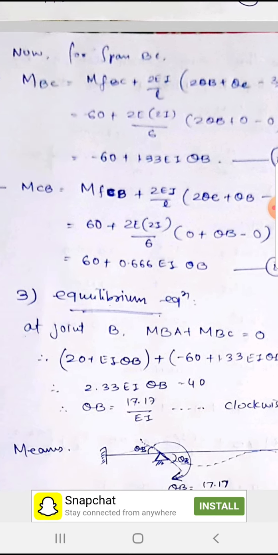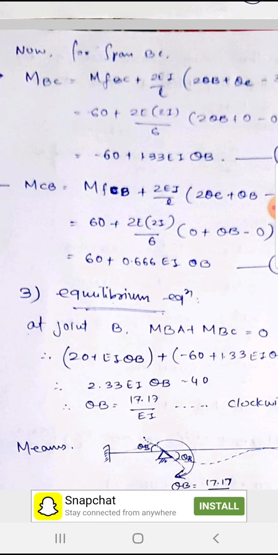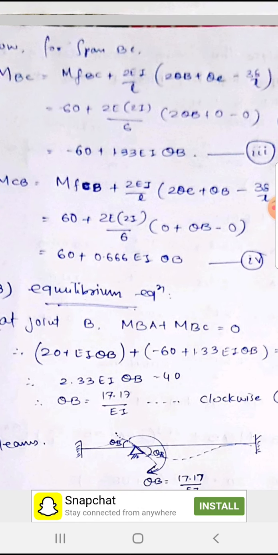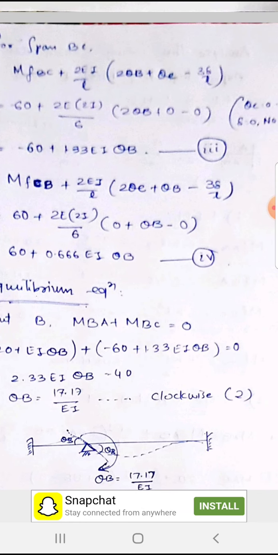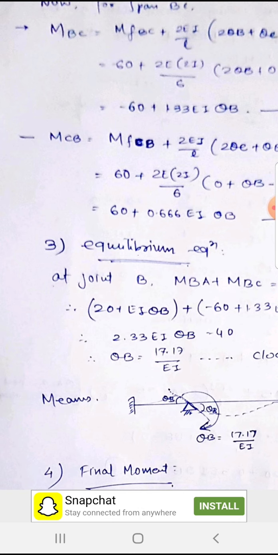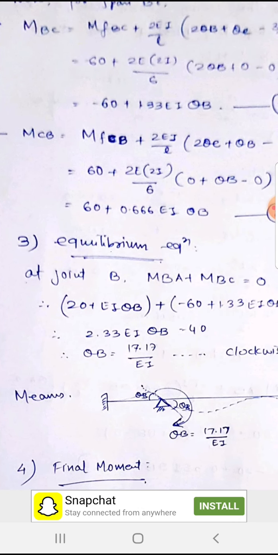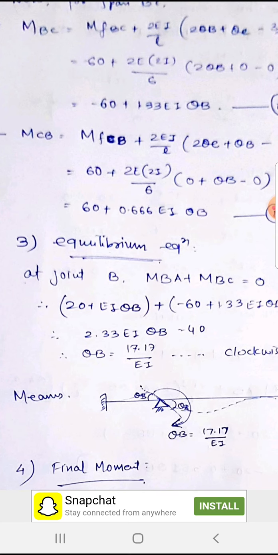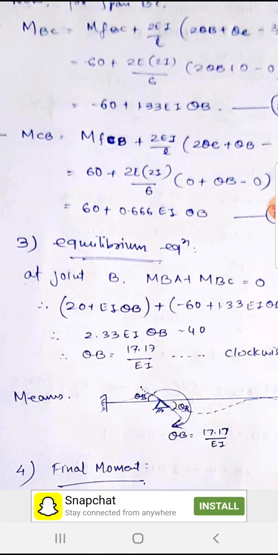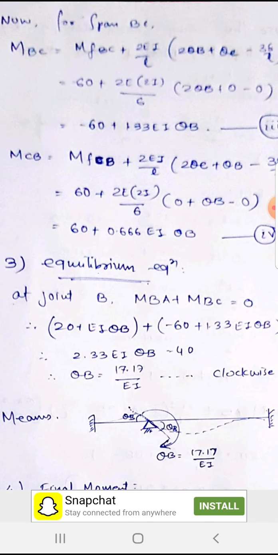Theta C and delta is 0. Then we can get the equation that is 60 plus 0.666 EI theta B as equation number 4. So our second step is also over here, and we can get the 4 equations for span 2. Those equations are indicated by equation numbers 1, 2, 3 and 4, which are in the form of unknowns.